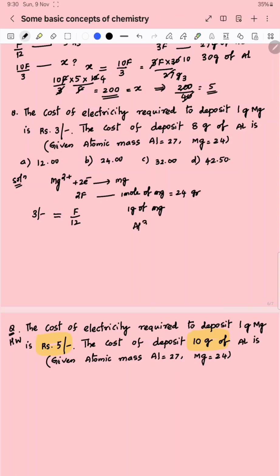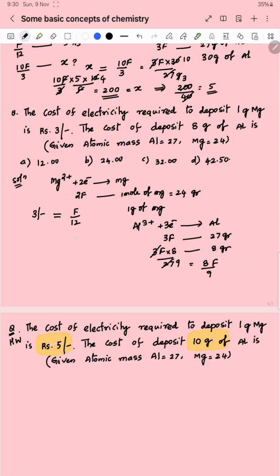So he is asking Al3+ plus 3 electrons is deposited as aluminium, right? Now 3 Faradays are required for what, student? 27 grams of aluminium deposited. Now if I want to deposit 8 grams, then how many Faradays are required? So 3 Faraday into 8 divided by 27. 3 1s are 3, 3 9s are 27. So that is equal to 8 Faradays by 9. 8 by 9 Faradays required.